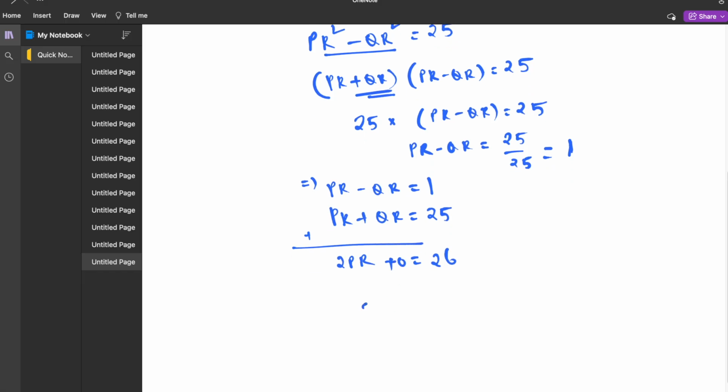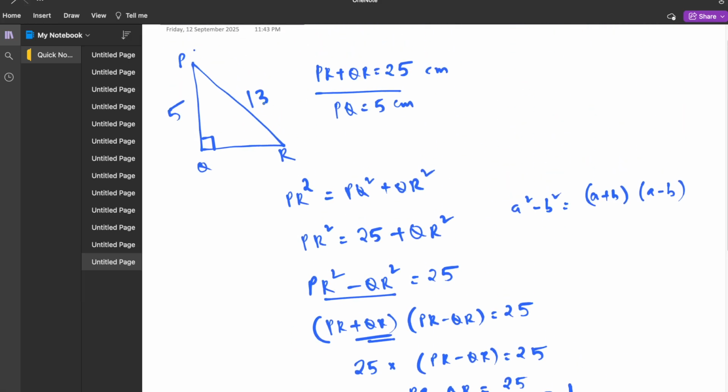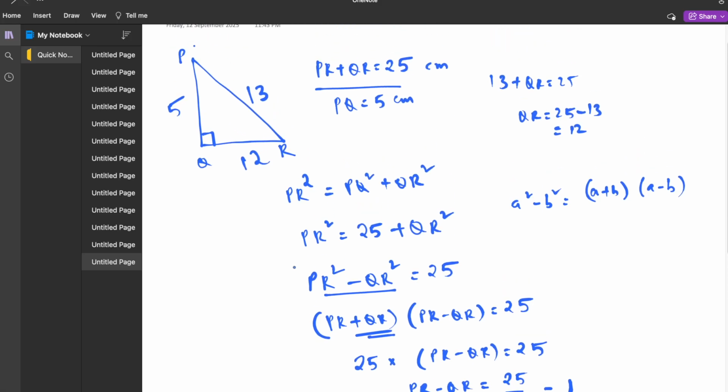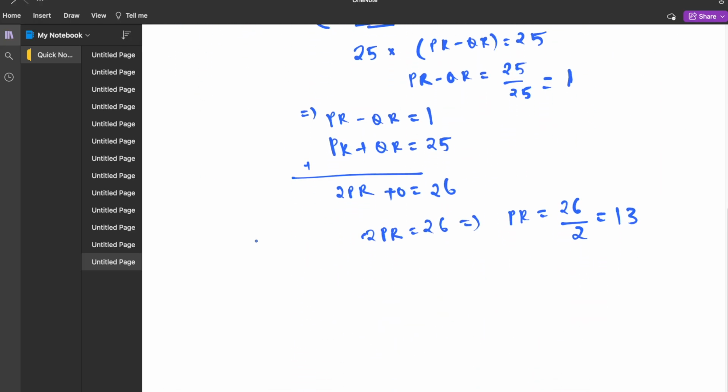So 2PR is equal to 26, which implies PR is equal to 26 by 2, that is 13. So PR is 13. If PR is 13, what will be QR? Obviously 12. QR is 12. So now we have the sides of everything of this right angle triangle.